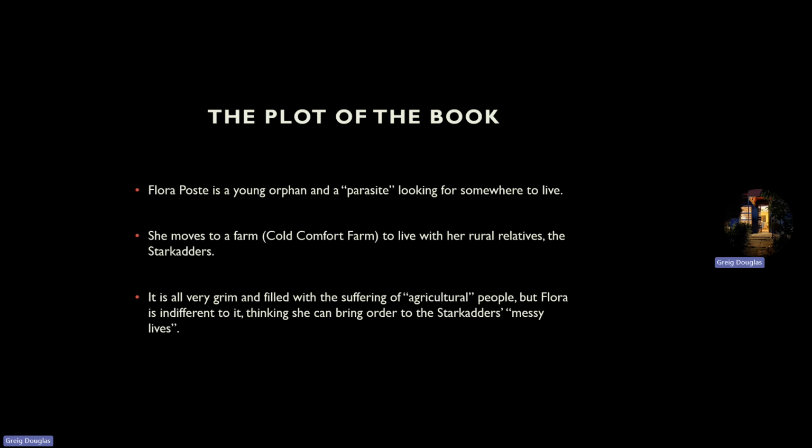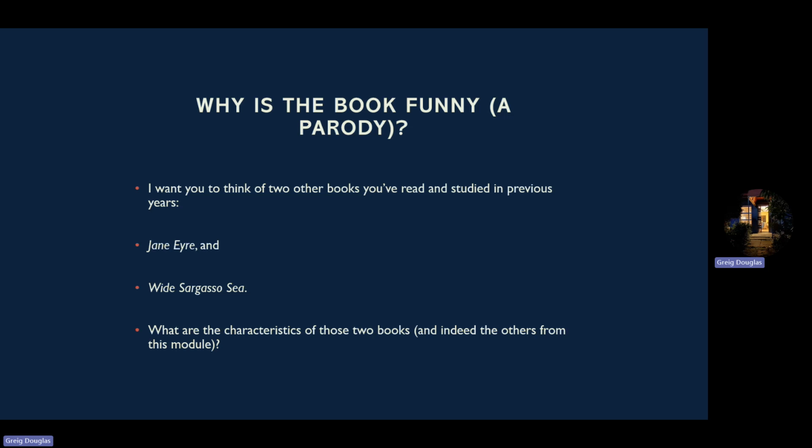The reason the Starkadders are so unhappy and live such a grim life is something we'll get into now, because that actually is the target of the parody. So just put a pin in that one for so long. Because in order to understand that, you kind of need to be able to imagine how other books could be parodied in a similar way. You won't have been familiar with Cold Comfort Farm, and as such, you're not going to be familiar with the things that Cold Comfort Farm itself was making fun of.